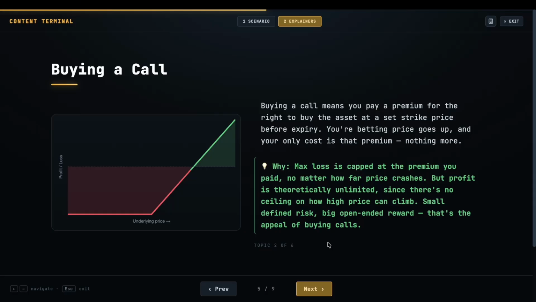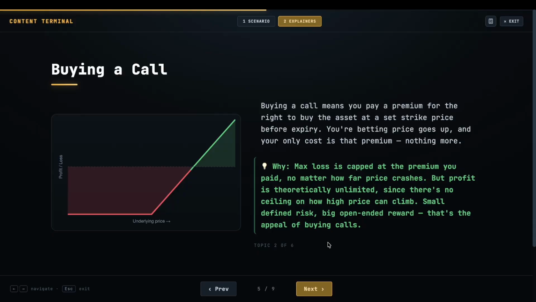Nothing more. So the good thing is, when you're buying a call, the max loss is already capped at the premium you paid. So no matter how far the price crashes, your maximum loss is just the premium. But then the profit is unlimited, because when you buy a call, you're basically betting that the price is going to go up.